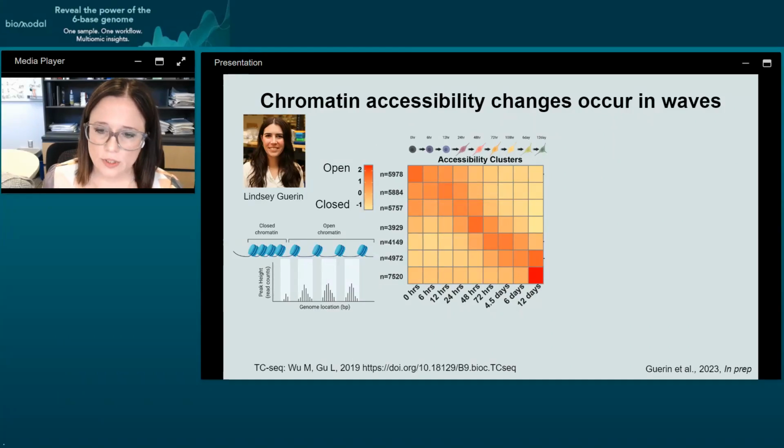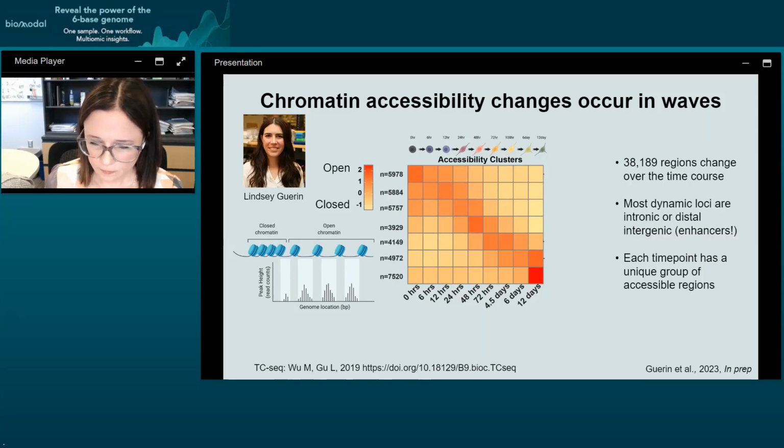We can use computational approaches that allow us to cluster the data into different groups over time. And what we can see is that there are very specific, time point specific dynamic accessibility behaviors that involve different subsets of regulatory elements. As I mentioned, there are approximately 38,000 regions that change over time. Most of these regions are enhancers or repressors, and each time point has a unique group of accessible regions.